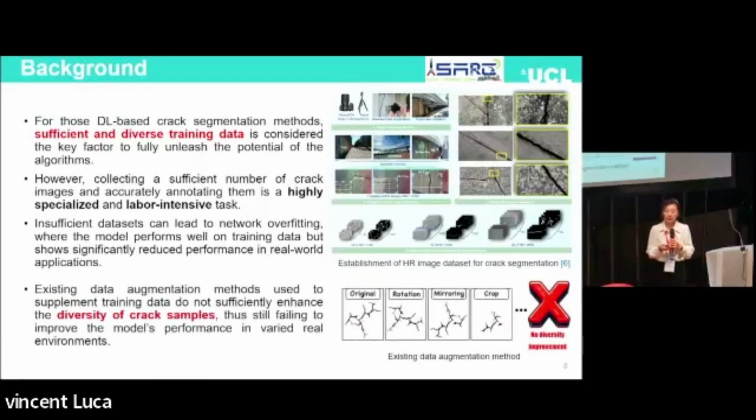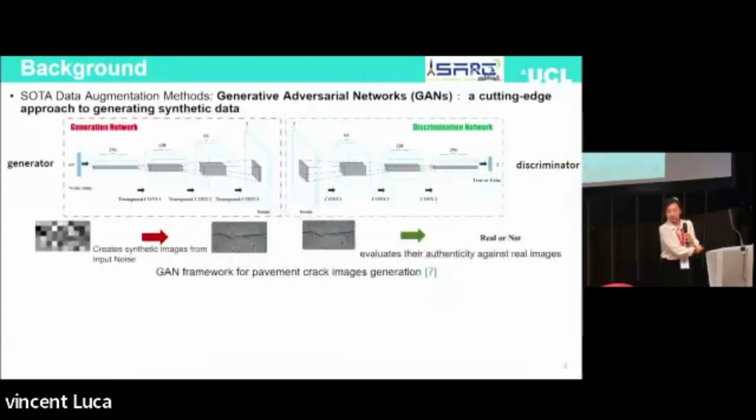Currently, we have some data augmentation methods, like we can rotate the original image, mirror the original image, and also crop the image. But these methods cannot improve the diversity of the crack samples because we just make physical changes to the images.